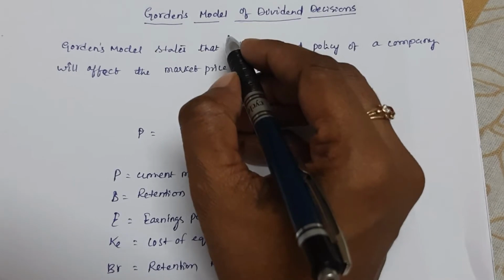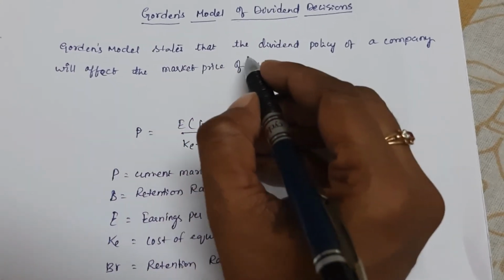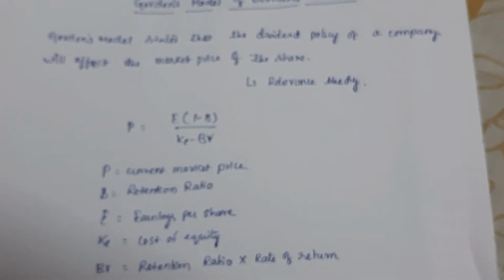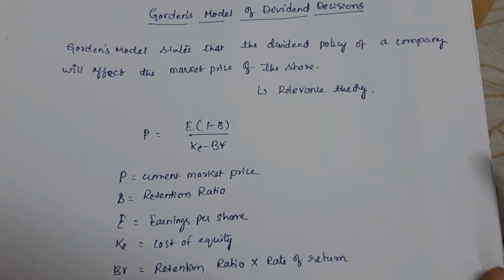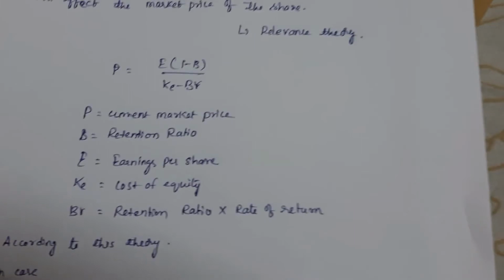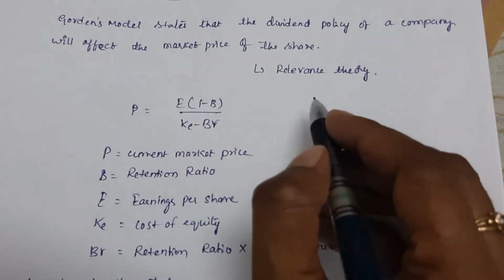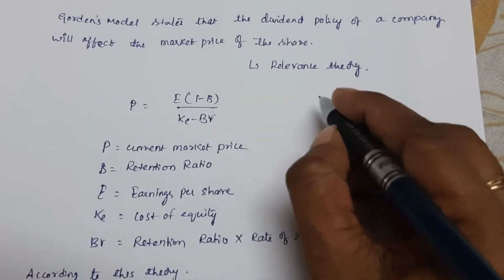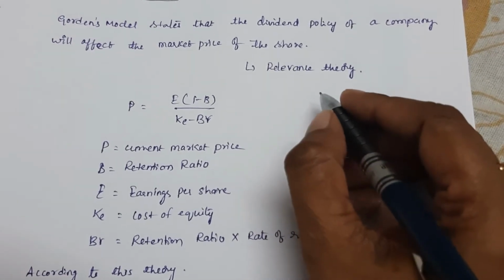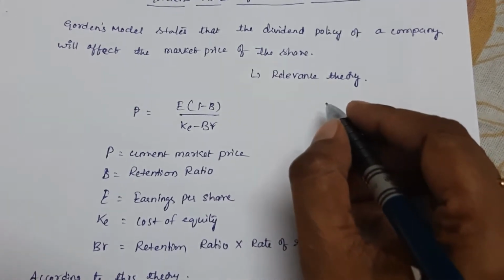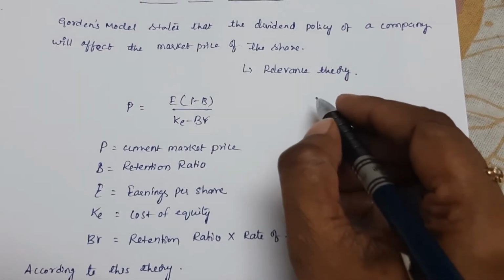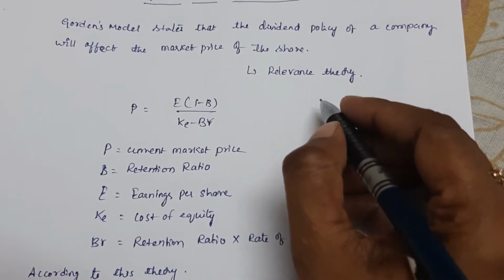Today we will discuss Gordon's model of dividend decision. Gordon's model states that the dividend policy of a company will affect the market price of the share, which means that there is a relevance between dividend declaration and the price of the company. Hence, this theory is known as the relevance theory of dividend. We will see the theory in detail.